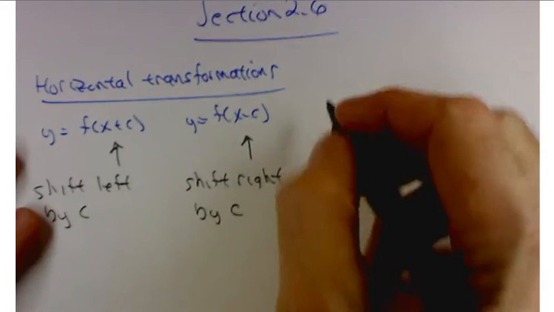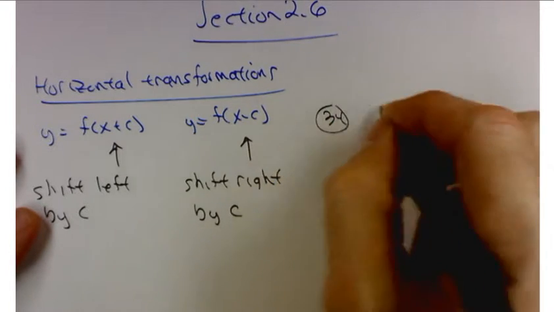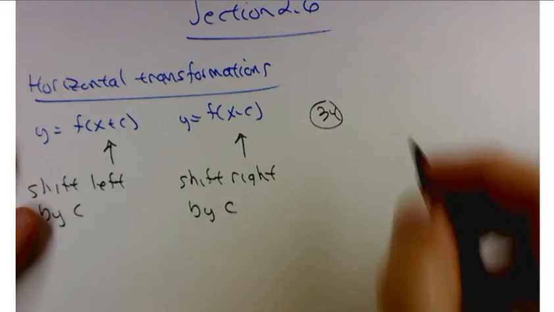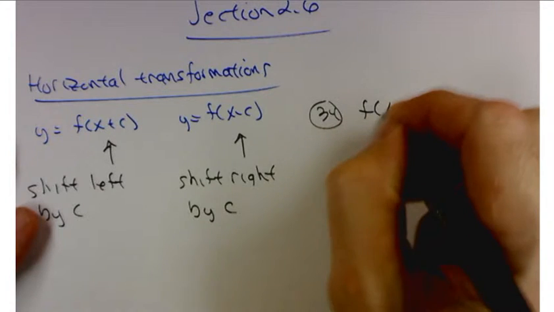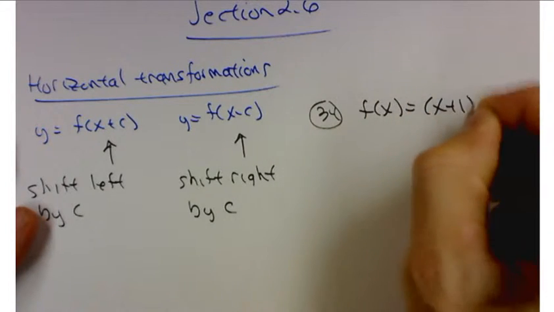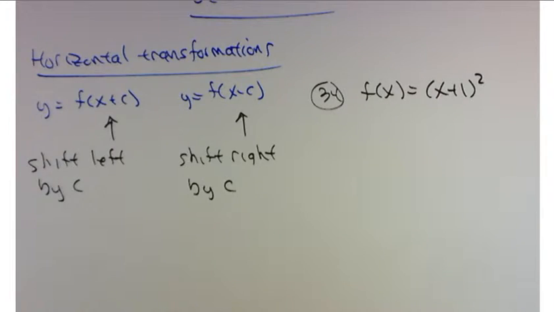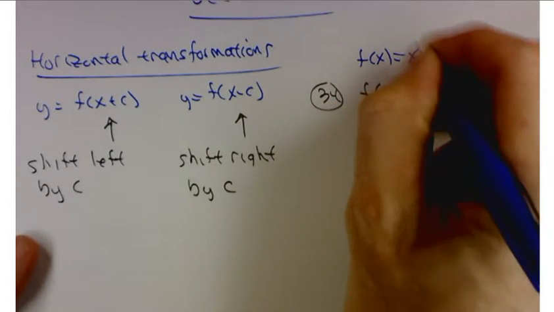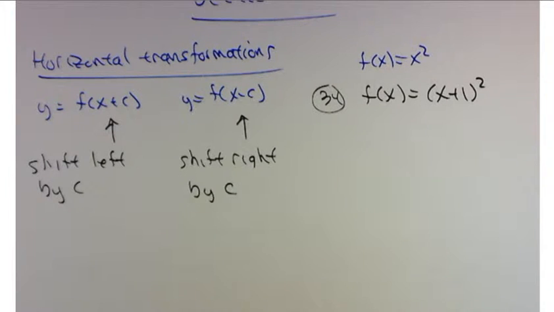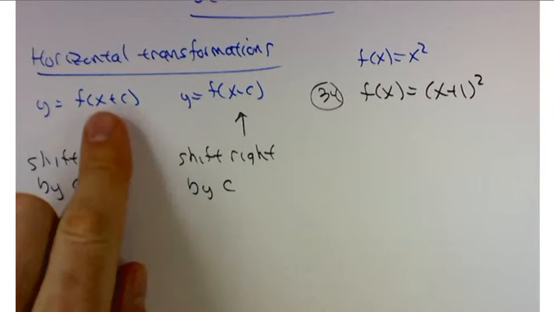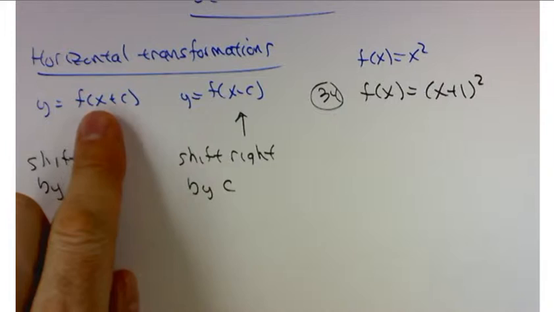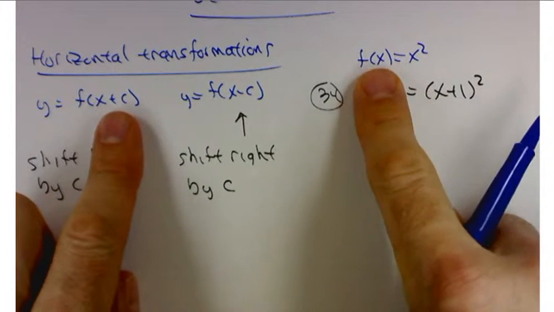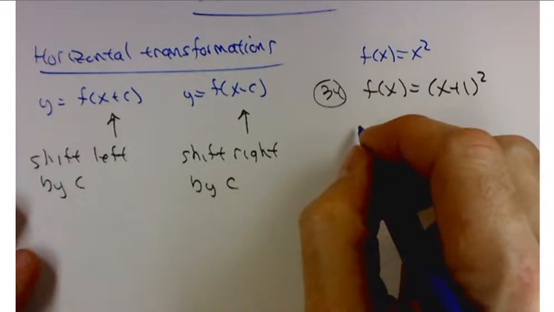For instance, problem number 34 asks us to look at the function f of x equals (x plus 1) squared. Well, I'm hoping that's familiar. How has this been shifted compared to a more familiar function, say f of x equals x squared? Yeah, to the left by 1. And you can see what you've done is you've taken and plugged in x plus 1 in for x. So this has been shifted to the left by 1.